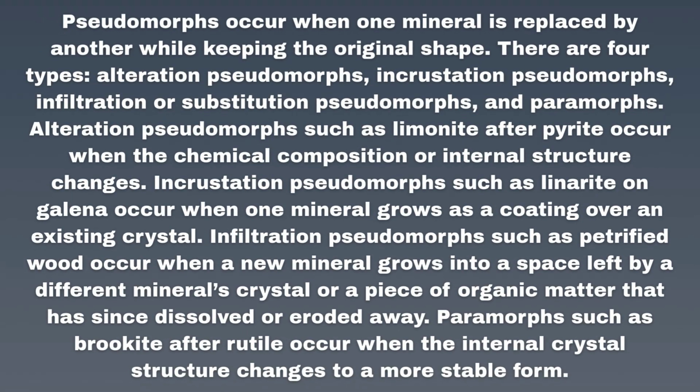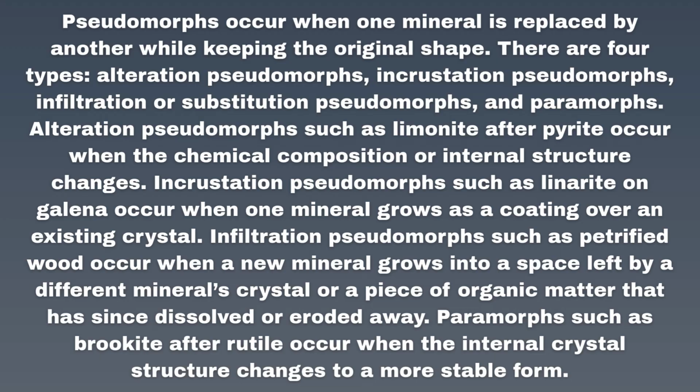Pseudomorphs occur when one mineral is replaced by another while keeping the original shape. There are 4 types: alteration pseudomorphs, incrustation pseudomorphs, infiltration or substitution pseudomorphs, and paramorphs. Alteration pseudomorphs such as limonite after pyrite occur when the chemical composition or internal structure changes.